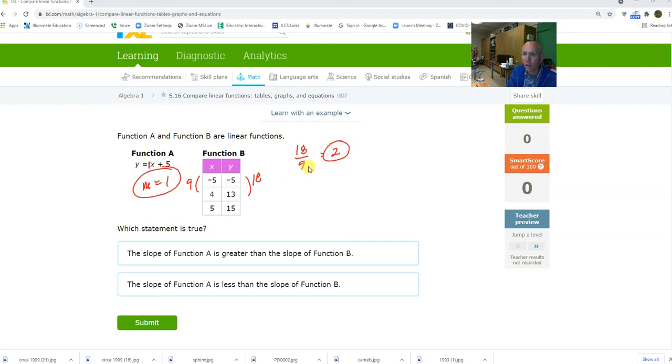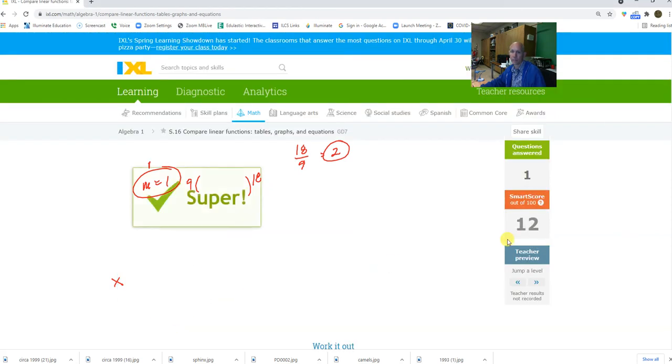So I have a slope of 1, I have a slope of 2. Which one is greater? A is greater than B. No. A is less than B. Yes, it's this right here. A is less than B. I select it. And I do another one.